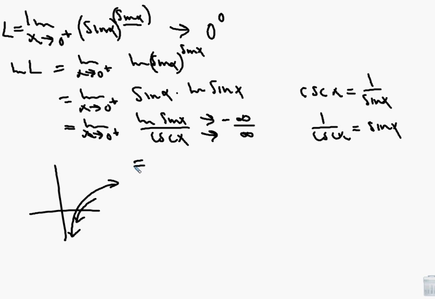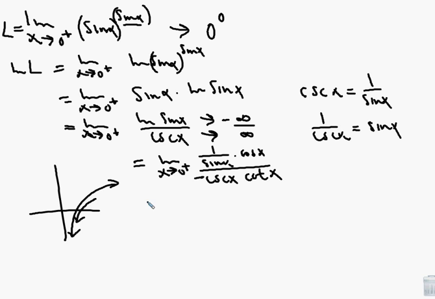So we can now take the derivative of both top and bottom. We get the limit as x approaches 0 from the right. The derivative of ln of sine of x is 1 over sine of x times cosine x. And then the derivative of cosecant is, sorry, that's not right, it's negative cosecant x cotangent x. Okay, so this is our function. We've done L'Hopital's rule: we take the derivative of the top and the bottom.